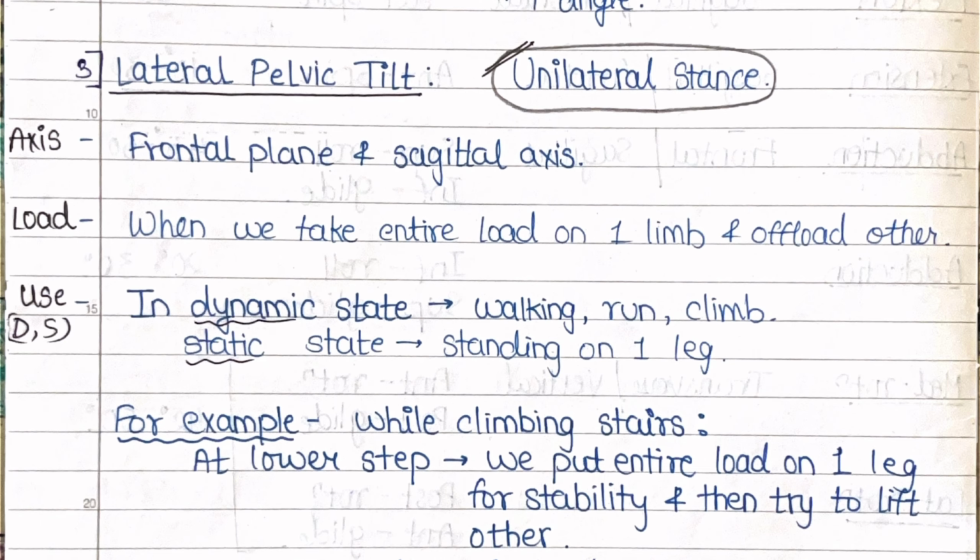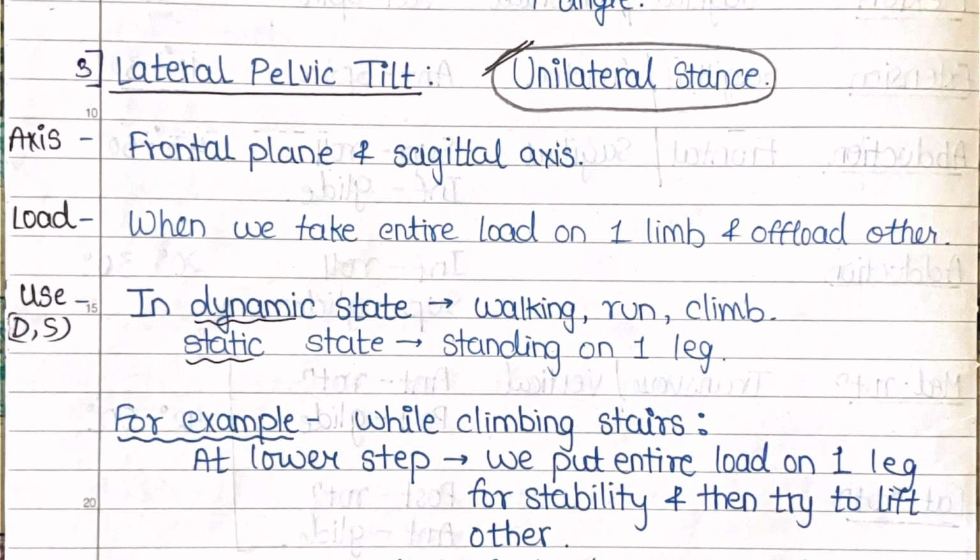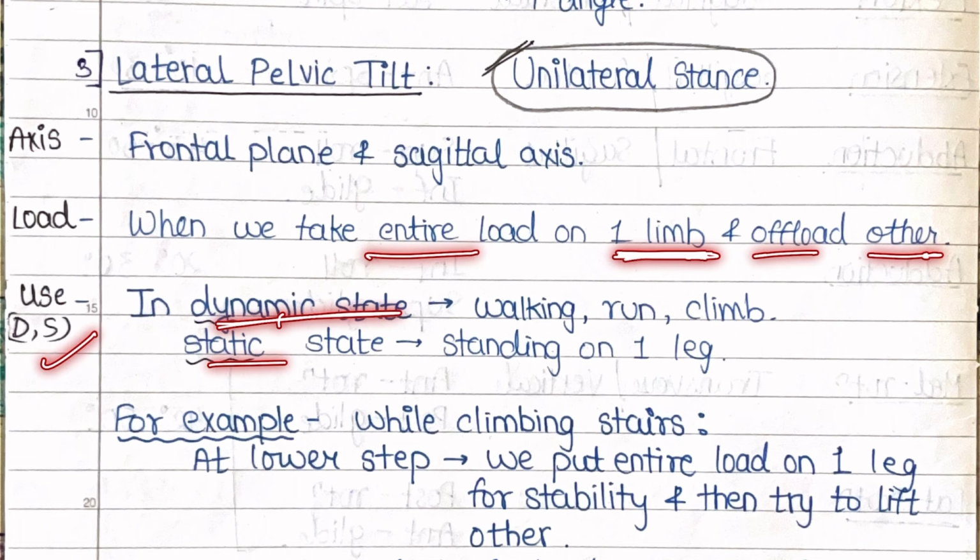Now the lateral pelvic tilt. Lateral pelvic tilt happens in unilateral stance. Stance means the position of standing, and unilateral means a single leg, one leg standing. So when we stand on one leg only, there is a lateral pelvic tilt. Axis: frontal plane, sagittal axis. Load: when we take the entire load on one limb, the other limb is not in use and is offloaded.